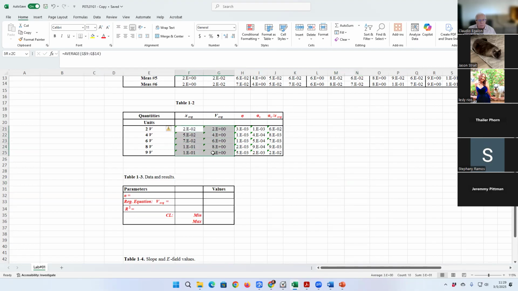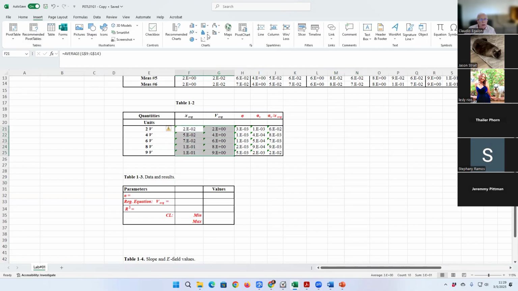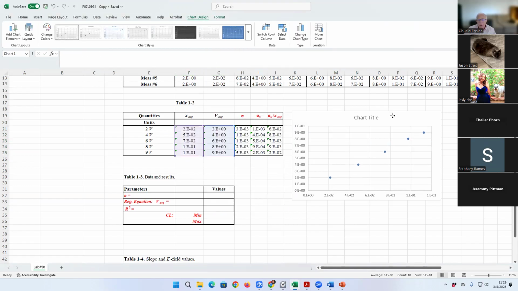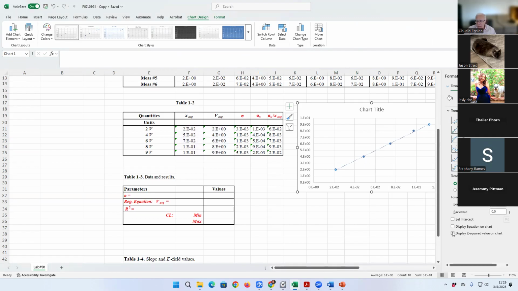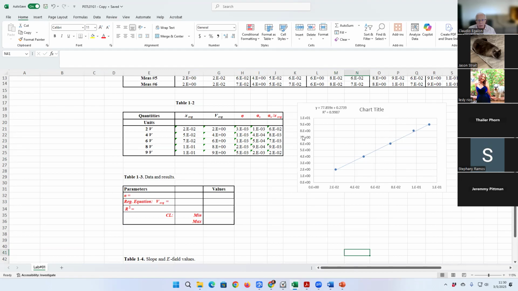The first thing you have to do is to plot this graph. Most of you have already plotted it. It's going to be a straight line. Add trend line, display R squared, display equation on chart. Here we have V in the vertical and X position in the horizontal. That's exactly what we predicted in the theory: for two parallel plates, the electric field is uniform, but the electric potential is going to be linear. It's going to increase linearly.